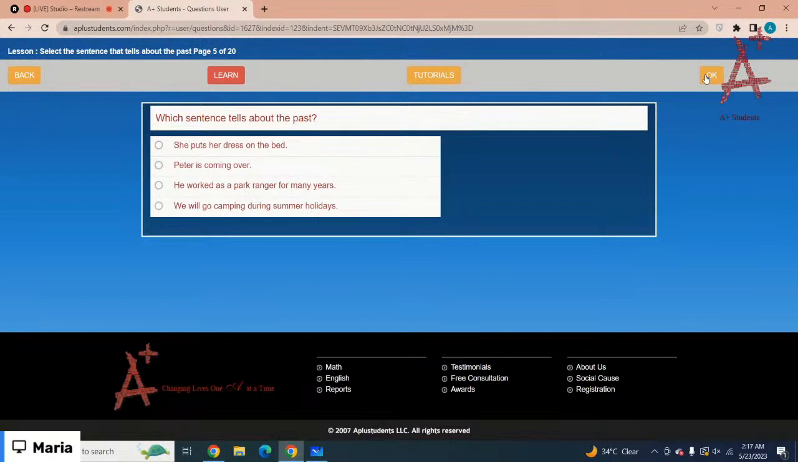Which sentence tells about the past? She puts her dress on the bed. Peter is coming over. He worked as a park ranger for many years. We will go camping during summer holidays. So, which is the correct option? Option number 3 is the correct option. He worked as a park ranger for many years.